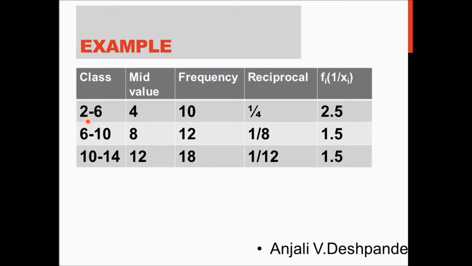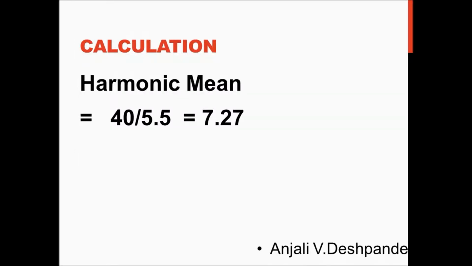Over here we have been given the dividend yield, in the ranges 2 to 6, 6 to 10, 10 to 14, and these are the number of companies which are offering dividends in these particular ranges. This data is given in terms of percentage of course. So making use of the formula for harmonic mean, we are calculating this. The formula will go as n divided by summation fi times 1 upon mi.